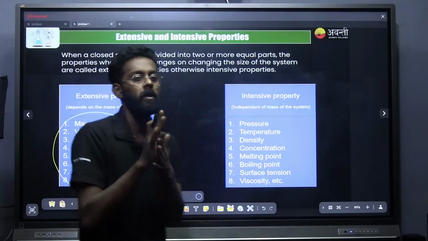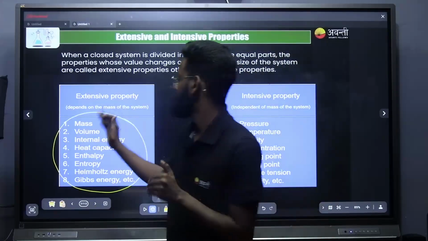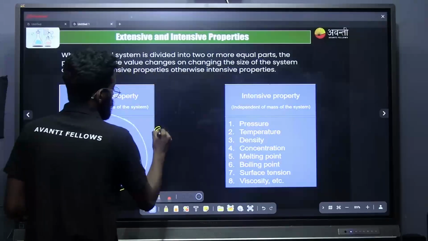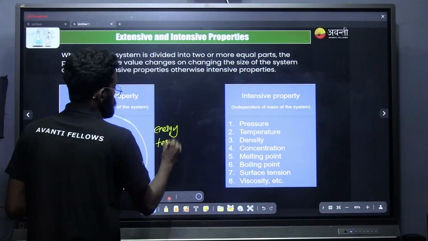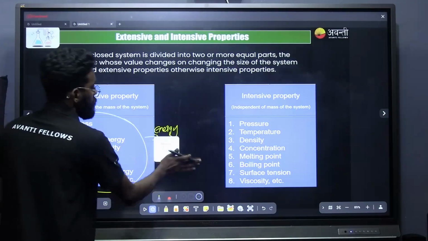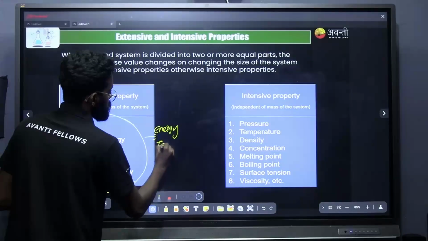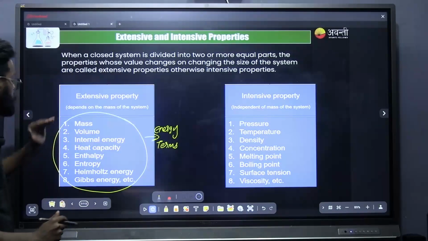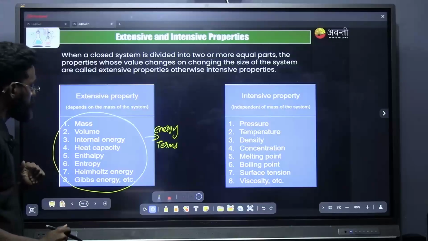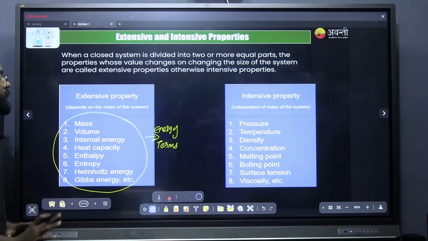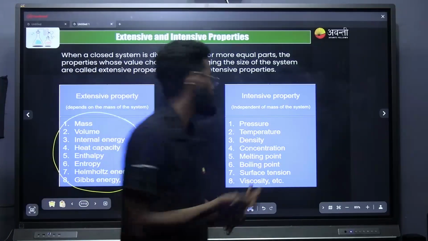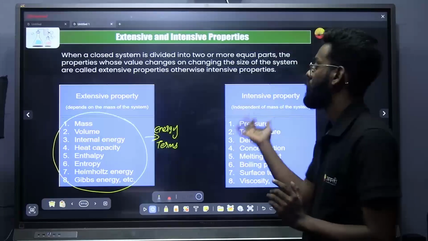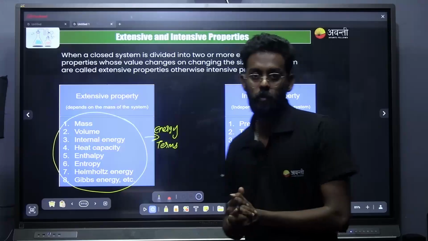Properties that depend upon the amount of substance will be extensive, like mass, volume, all the energy terms. All the energy terms depend upon the mass of substance. So whenever you get any energy, internal energy, enthalpy, entropy, Gibbs free energy or Helmholtz energy, all those will be extensive properties. And apart from that, mass, volume, heat capacity, all these come as extensive properties. This is the easiest way you can remember extensive properties.